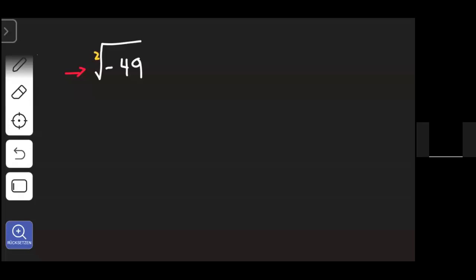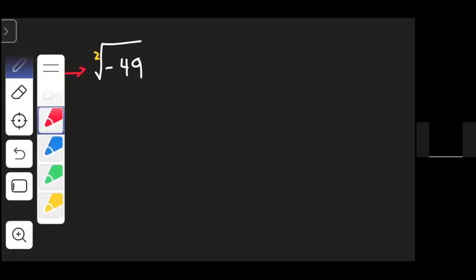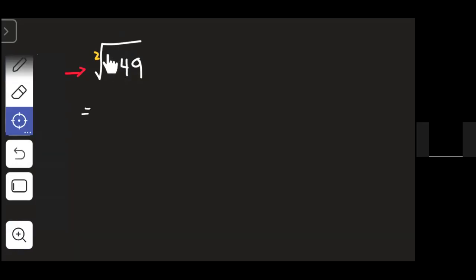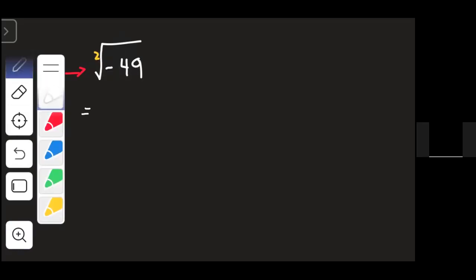Excellent. So we have the square root of negative 49. Again, the idea here is to find a number that you raise to the second power, or multiply twice, meaning the same number, and you get 49. Let's have a look at that number. Someone said that the number could be 7, right? 7 times 7, and I need to get negative 49.